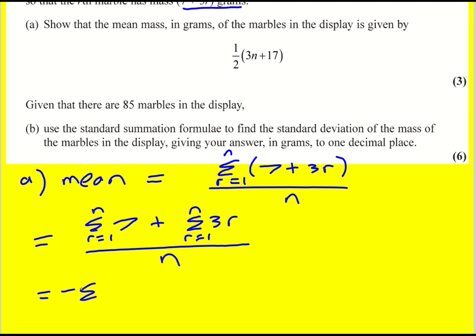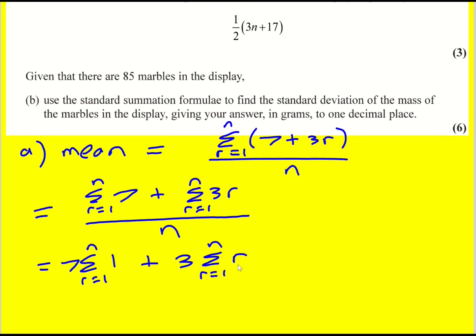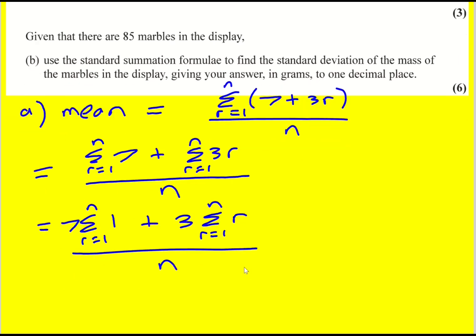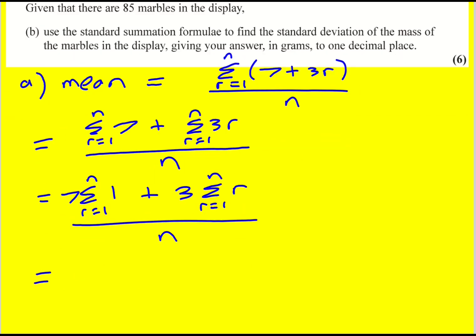Then I can change it. I can actually bring the 7 out. So instead of adding up n lots of 7, I'm adding up n lots of 1 and then timesing it by 7. And similar here. Okay, this is the most important one, to be honest. So now I'm adding up. I can bring the 3 out, but r is varying. And I can use standard results now.